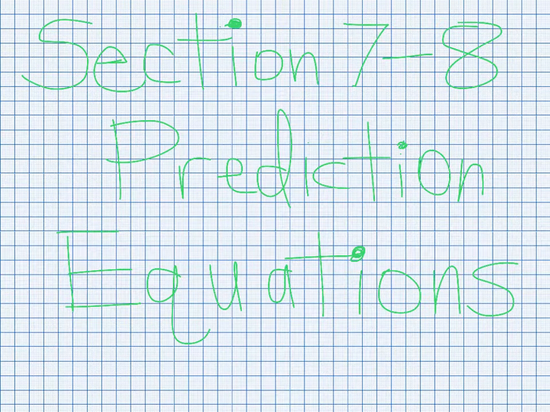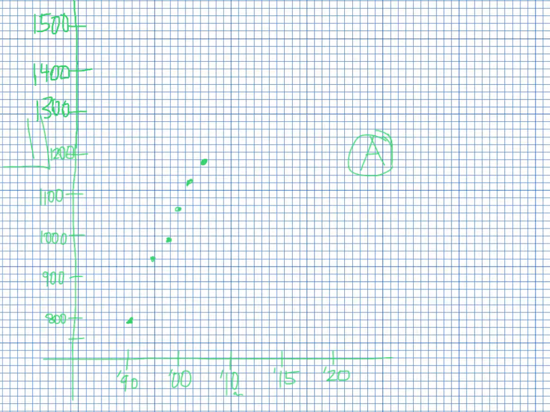Alright, this is section 7-8. This is called prediction equations. Alright, so this is example 1.